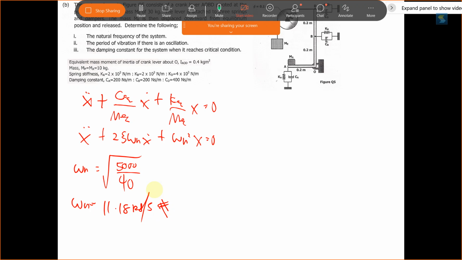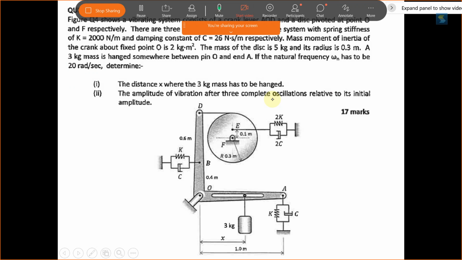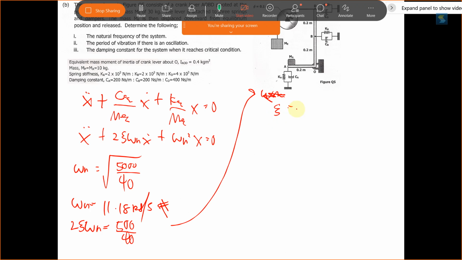Number 2, period of vibration if there is an oscillation. To get the period, get zeta first. So 2 zeta omega n equals 500 over 40, then omega n, zeta must be... what is zeta? 0.559, isn't it?